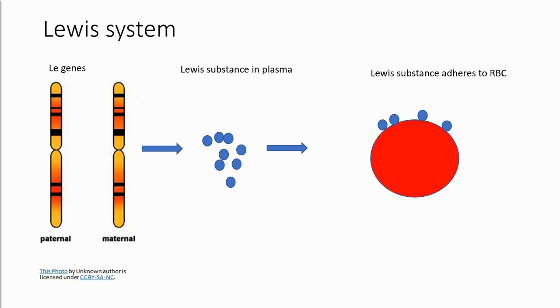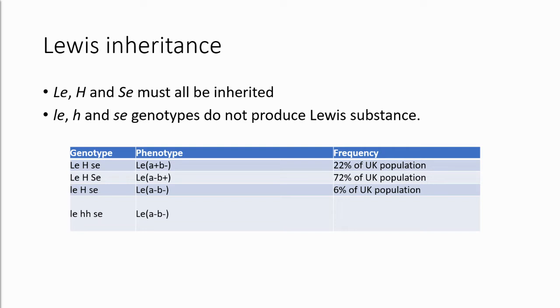Transient changes can occur during pregnancy, as the LEA and LEB antigens may be reduced during pregnancy, meaning they may transiently produce anti-Lewis antibodies. The production and release of Lewis substance is dependent upon the LE, H, and secretor genes being active. UK genotypes and phenotypes are shown.